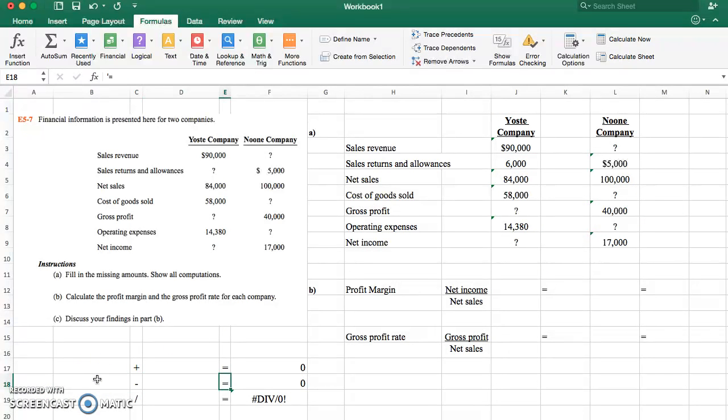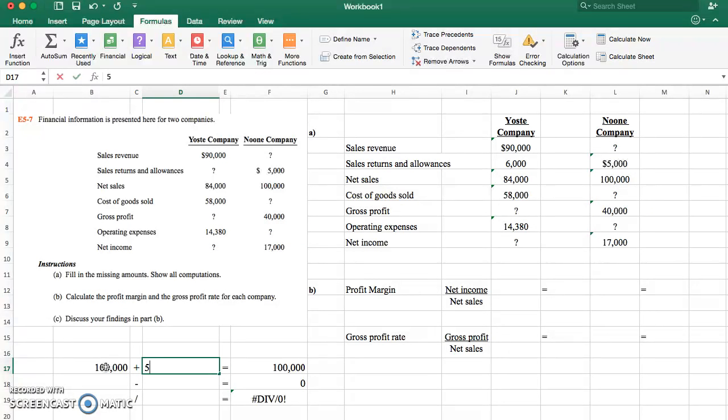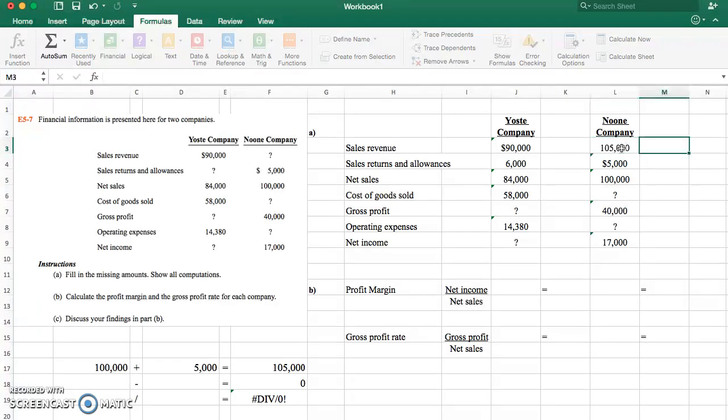For Noon Company, we've been given the total amount of sales returns and allowances, and net sales. So we know that our sales revenue less sales returns and allowances gives us our net sales. So if we add those two numbers together, we will get our sales revenue of $105,000. The next section is gross profits.